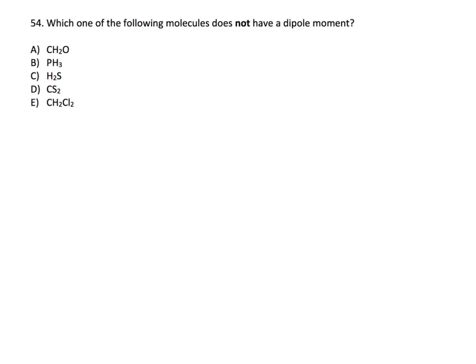This question asks for which one of the following molecules does not have a dipole moment. And these questions are really looking at the geometry of these compounds, which you have to determine by first doing the Lewis structures. We just did the Lewis structure for A for the previous question. If you remember, it was this.